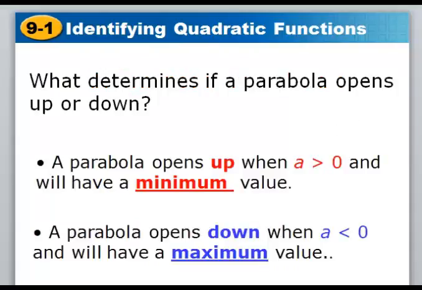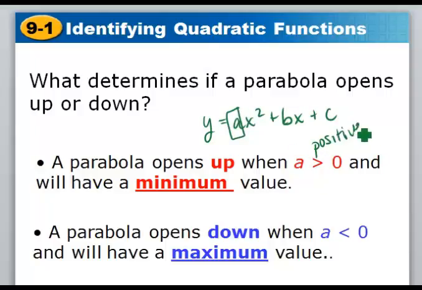What determines if a parabola opens up or down? Well, it's that a value in your y = ax² + bx + c. If this a is positive, it opens up, it opens like this, and there's a minimum value. If that a is negative, then it goes down and it has a maximum value.